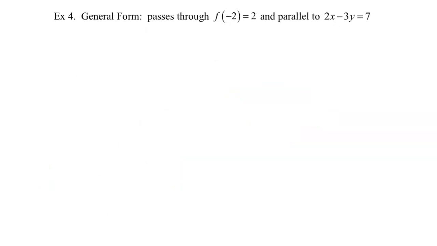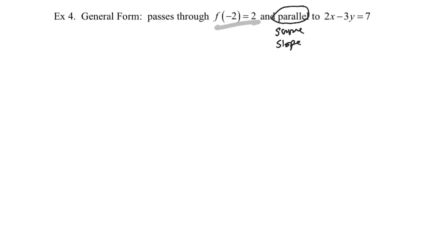All right, on example 4, we also want to write our answer in general form, but remember, we're not going to start from general form. We're going to start from point slope form. And this time we are given a point that our line passes through, and we are told that our line is parallel, which remember from earlier, we said that it has the same slope.